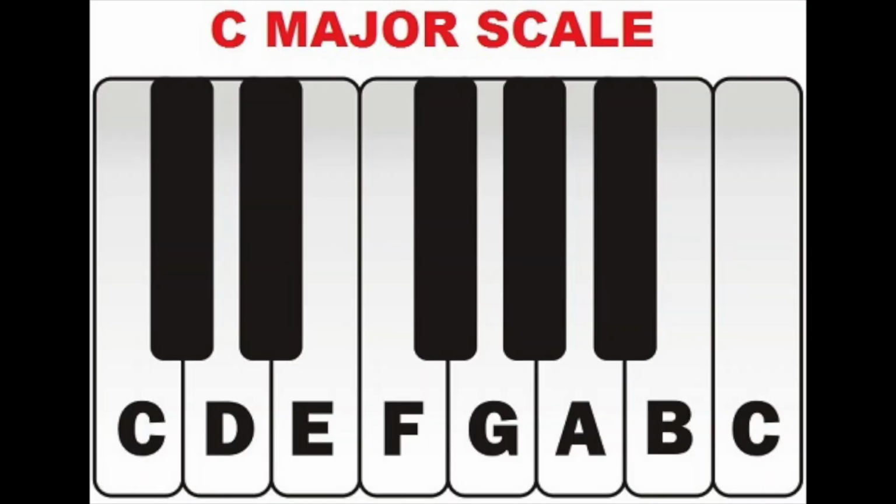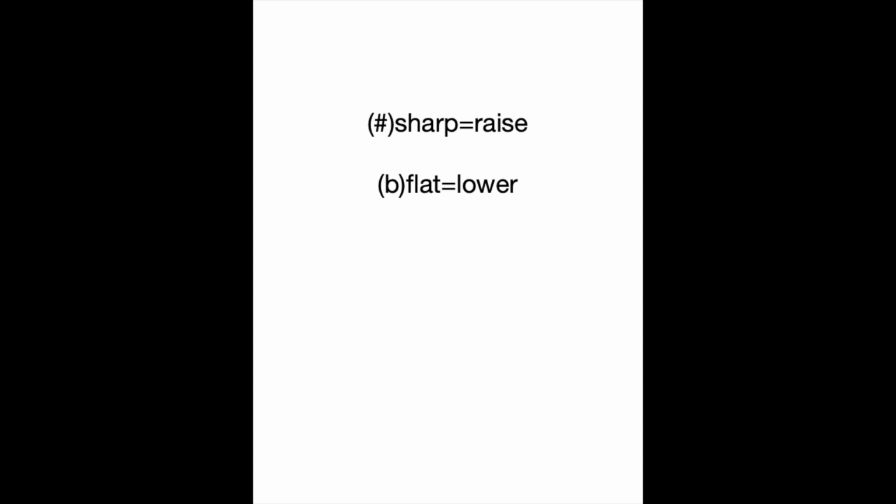The musical alphabet is comprised of the letters A through G. Starting and ending on C, you get the major scale. The major scale is represented by the white keys on a piano. To raise or lower notes, we use accidentals. Accidentals are represented by the black keys on a piano. Sharps raise a note, flats lower it.